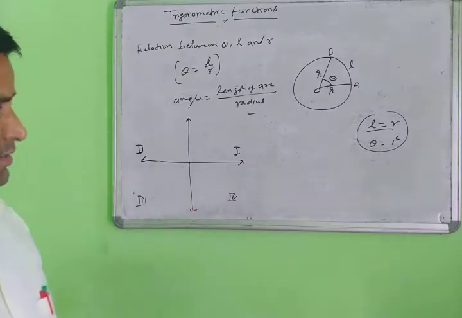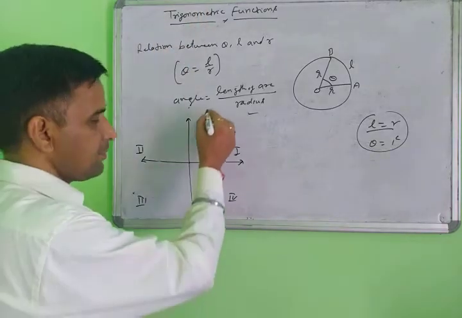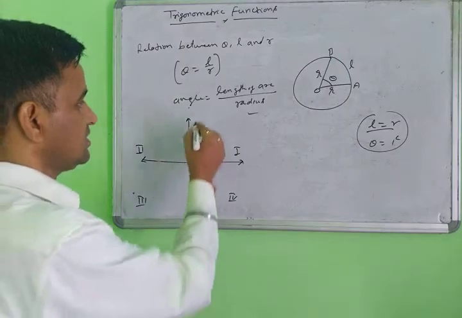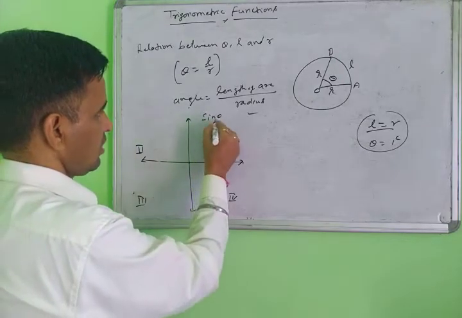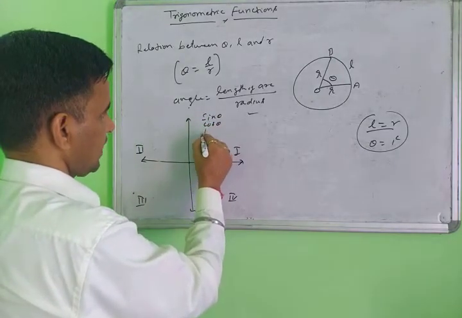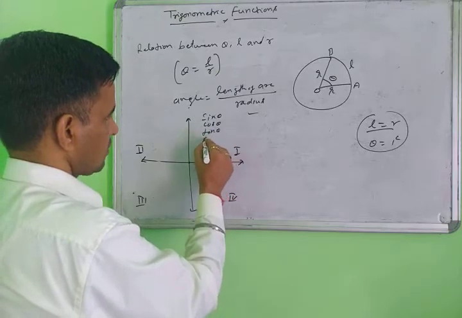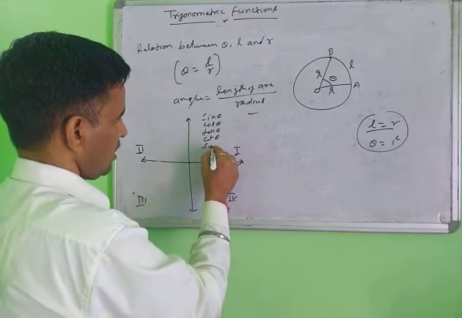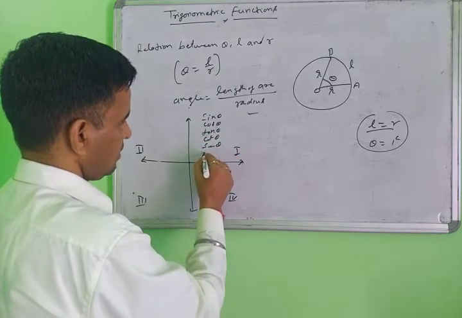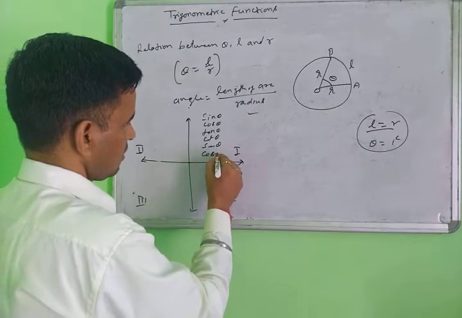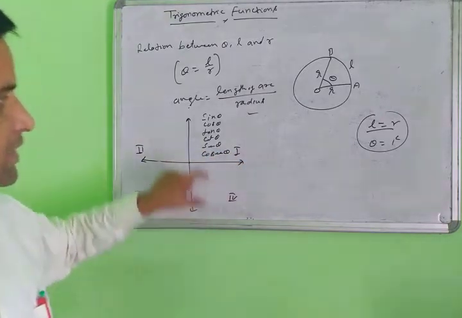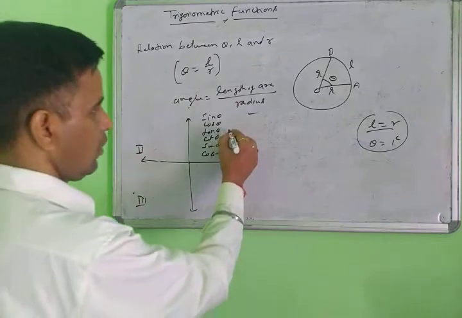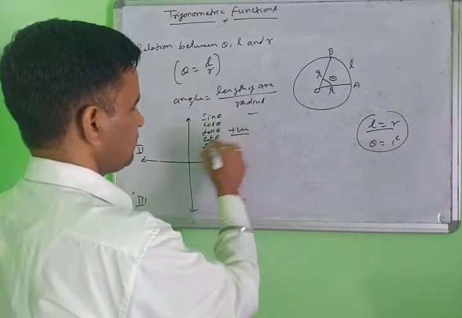In the first quadrant, now look here. Every trigonometrical ratio here is positive, which means sin theta, cos theta, tan theta, cot theta, sec theta, and cosec theta are all positive.